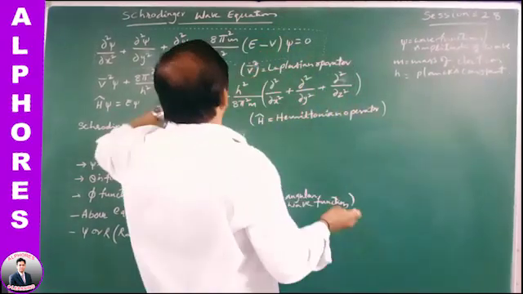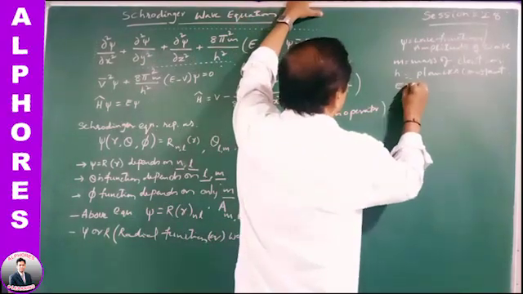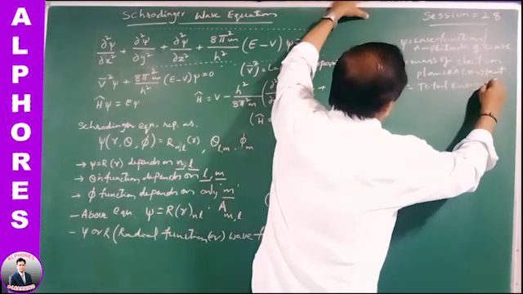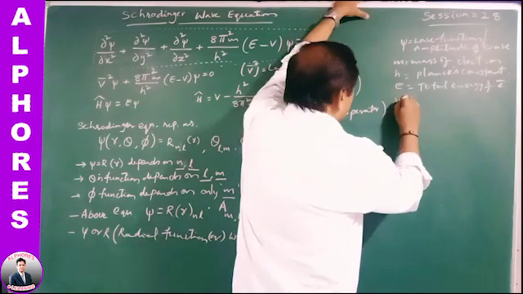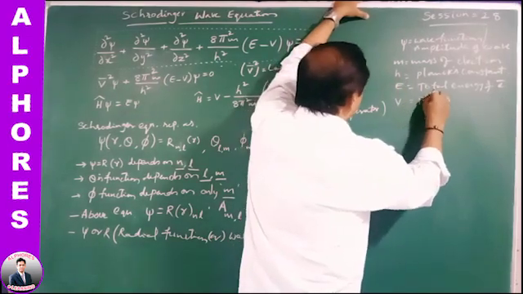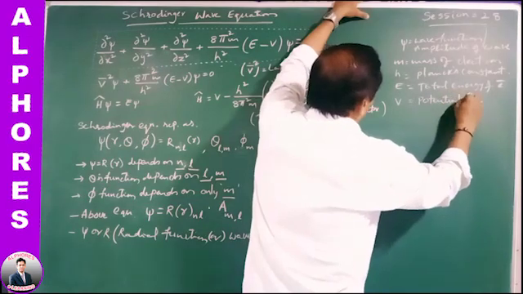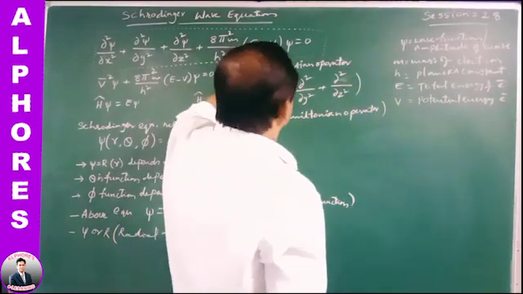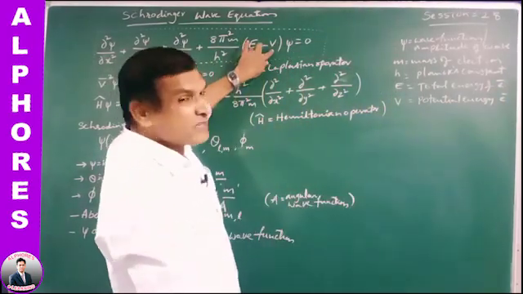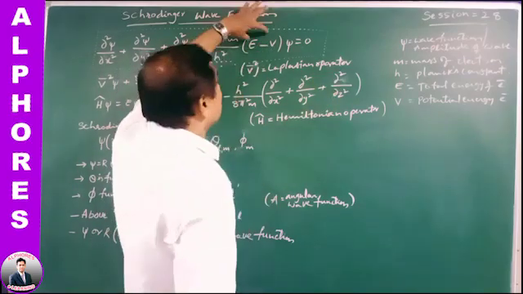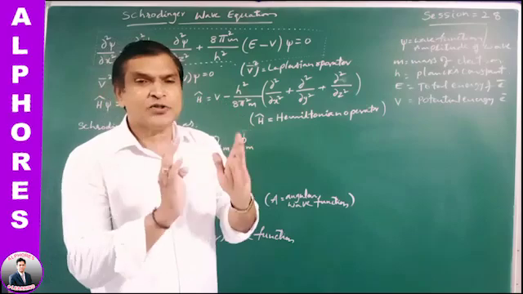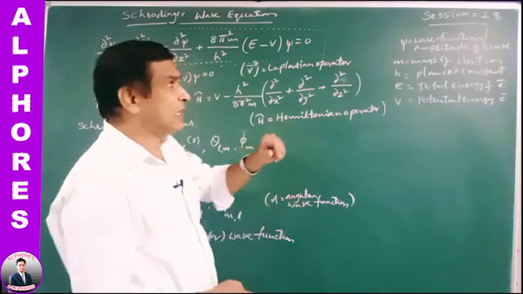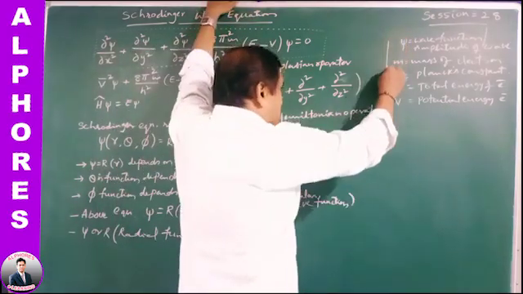E represents the total energy of the electron, and V represents the potential energy of the electron. The difference between total energy and potential energy speaks about the kinetic energy of the electron. Remember that E minus V represents the kinetic energy of the electron. So these are the terms of the Schrödinger wave equation.